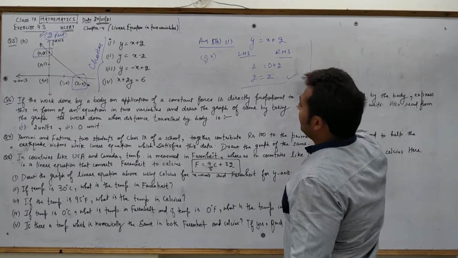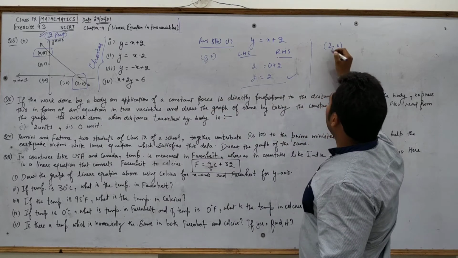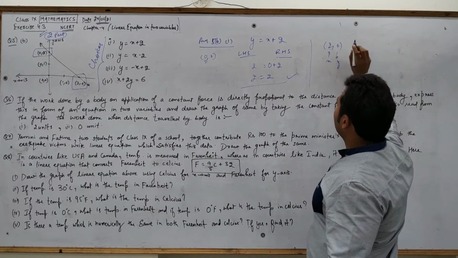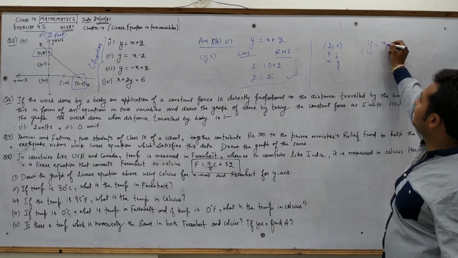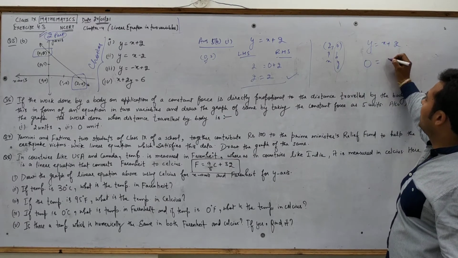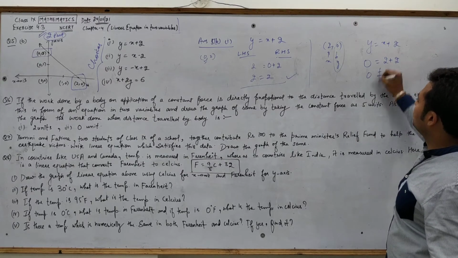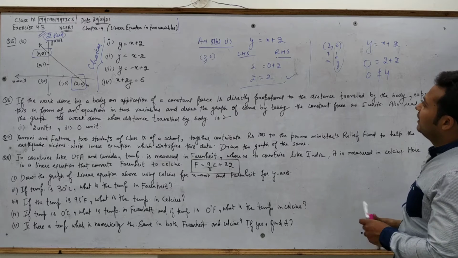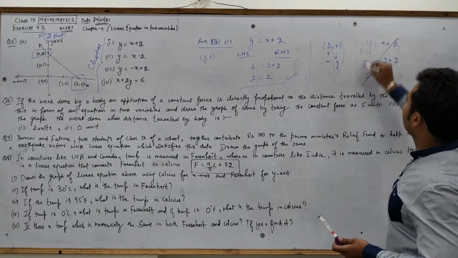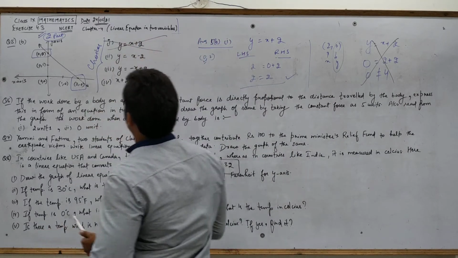Let us check with the next point, that is 2, 0. When x is 2 and y is 0, y equals to x plus 2. Value of y is 0 and value of x is 2. So 0 can't equal 4. That's why it is not satisfying this equation. So our first choice is wrong.